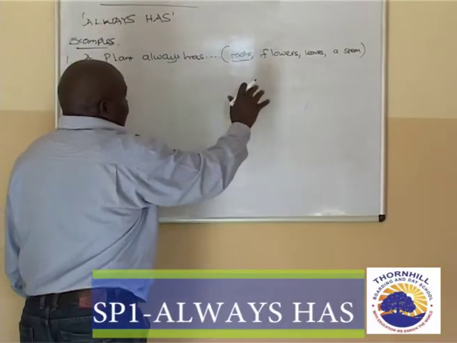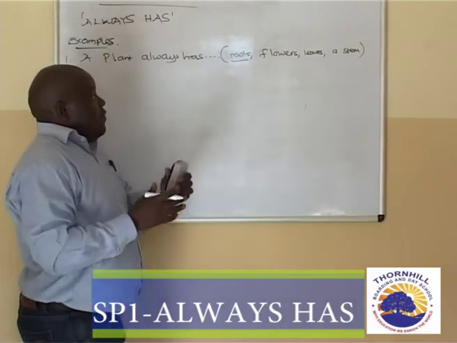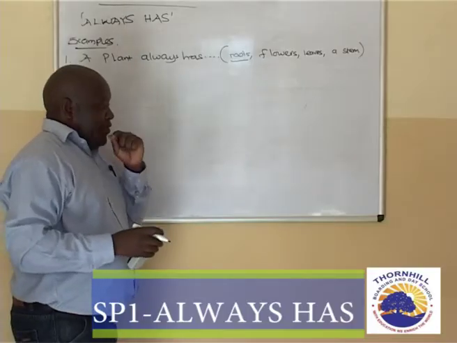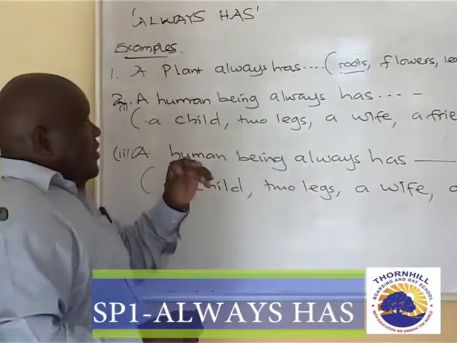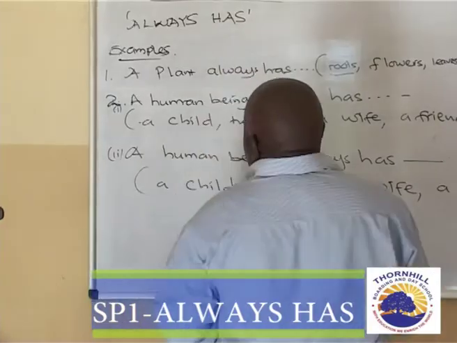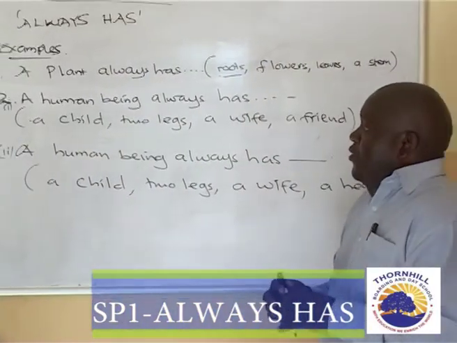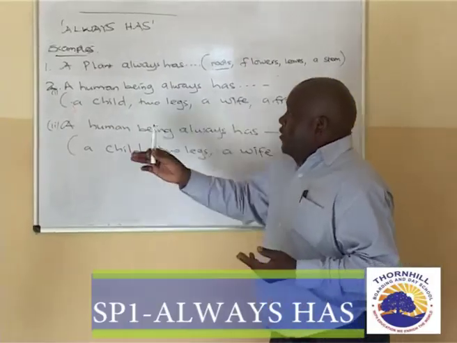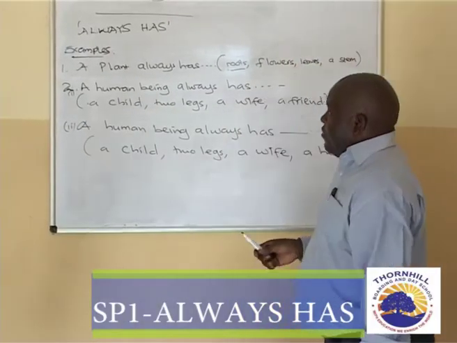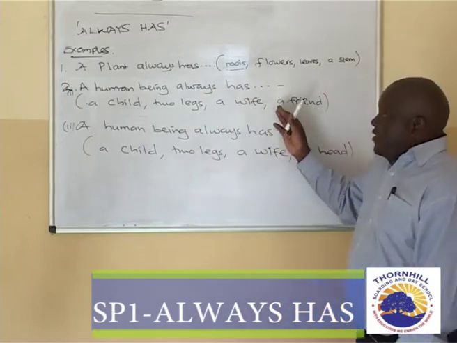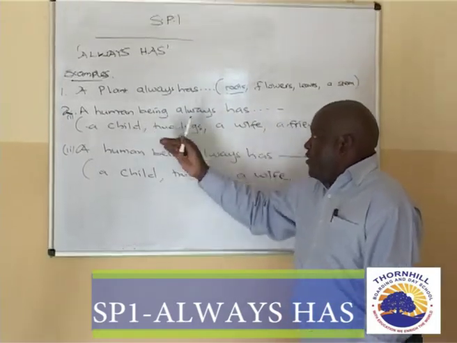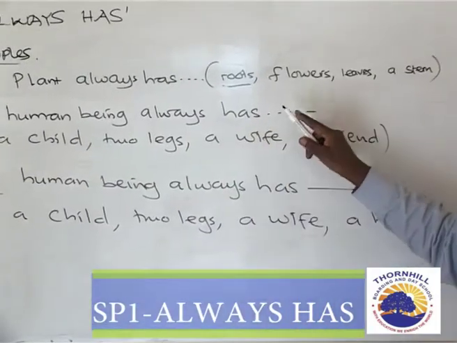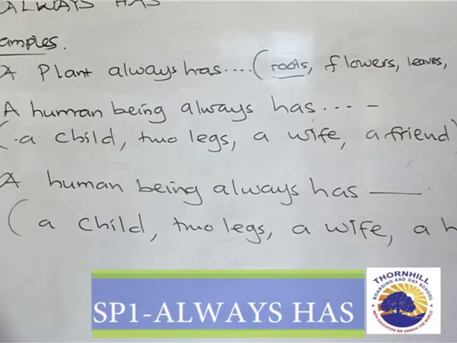We are going to use the same, but we are going to just remove maybe one and substitute it with something else. Okay, as I said, sometimes you can be given the same question, but depending on the options that you are given, the answer will change automatically. In example number 2, for example, we have: a human being always has. We have a child, we have 2 legs, a wife, and then a friend.